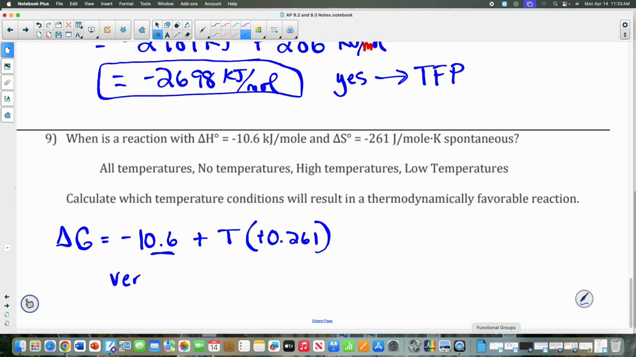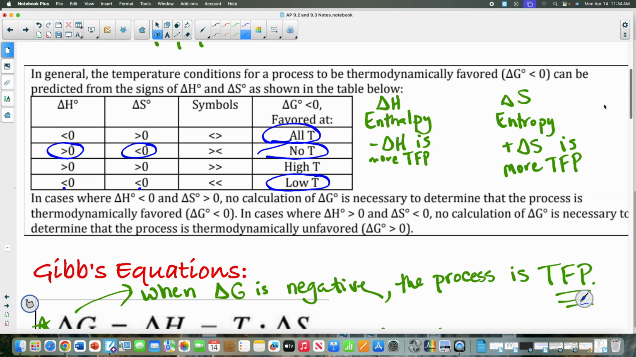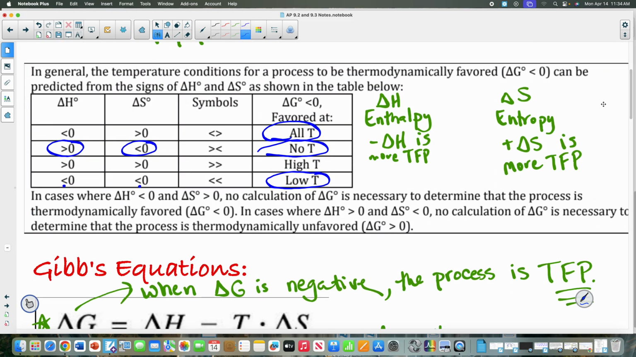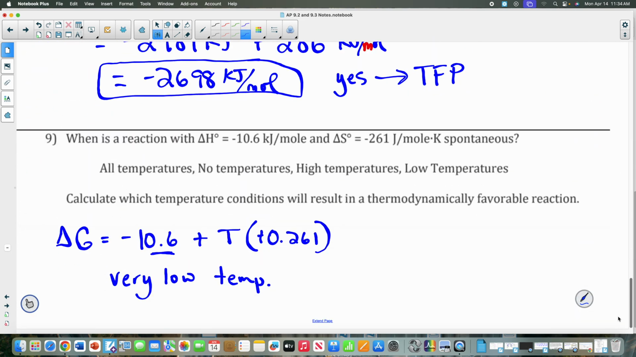Doesn't it tell you on the chart though? It says if delta H is less than 0 and delta S... You should know by now that I don't have things memorized. Come on. Let's see. Delta H negative, delta S negative. Yeah, you're right. Look at you go. Okay. The temperature would have to be lower than 40, lower than 40 Kelvin.